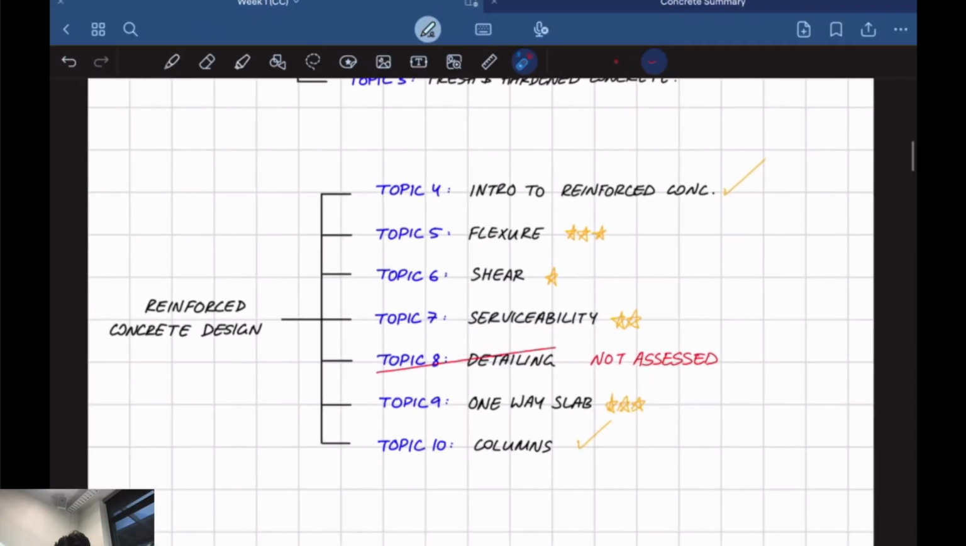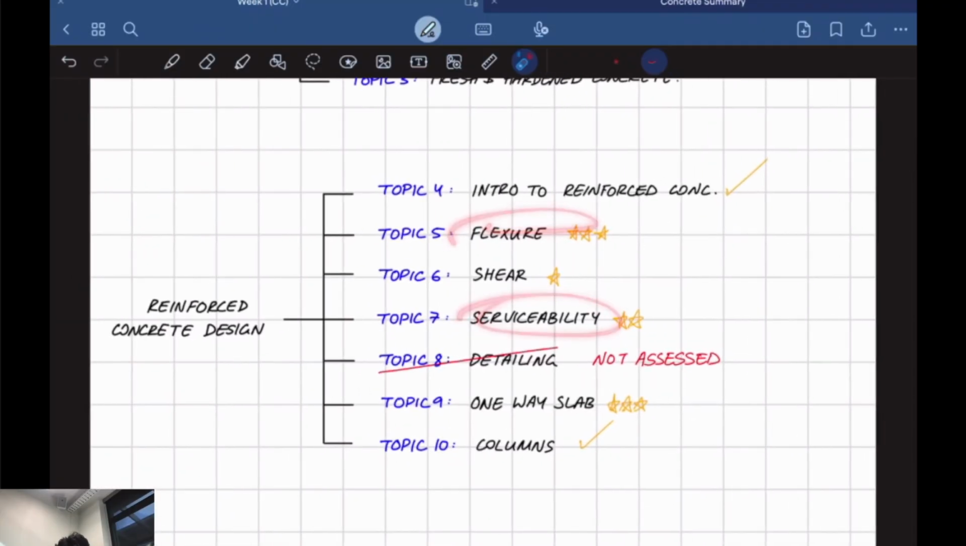Okay, so that's pretty much flexure, service, columns. I didn't really cover one-way slabs. One-way slabs is a bit of a weird one, right? So it covers flexure, shear, and serviceability, but some of the factors that we use are a bit different. Right? Some of the formulas might be a little different as well, right?